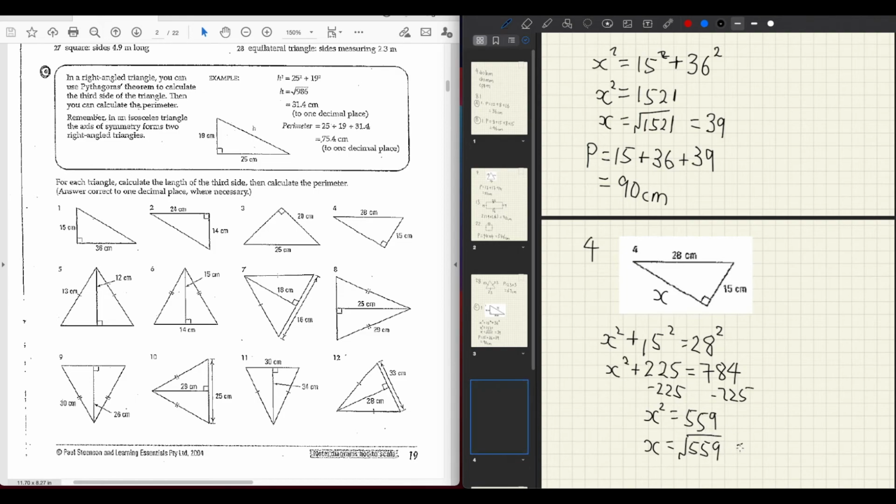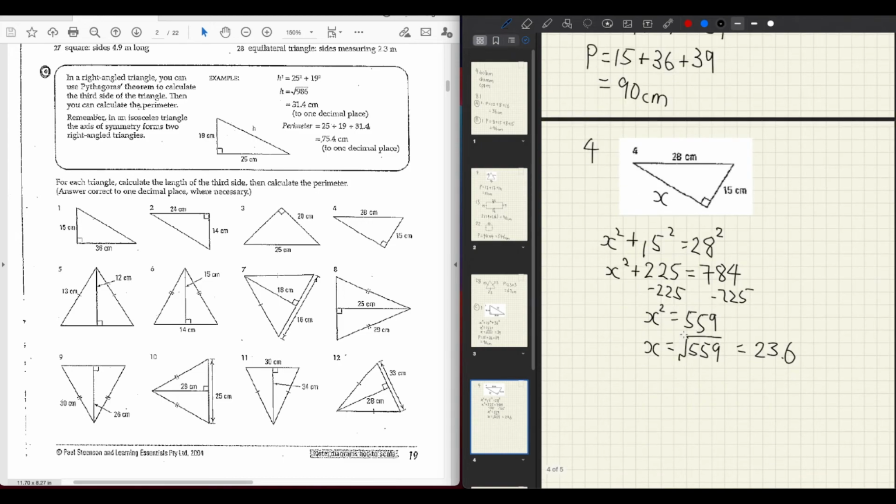And that's equal to, use the calculator. Now this is not a whole number this time, so I'm going to write it to one decimal place like what the question asks. So that will be 23.6. Alright, so now we've worked out what x is.